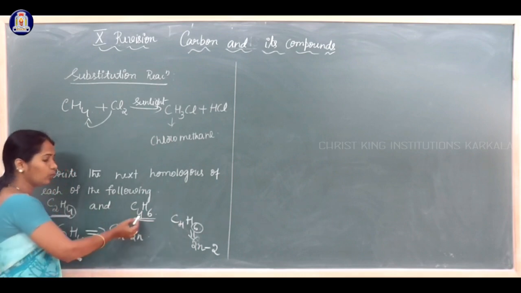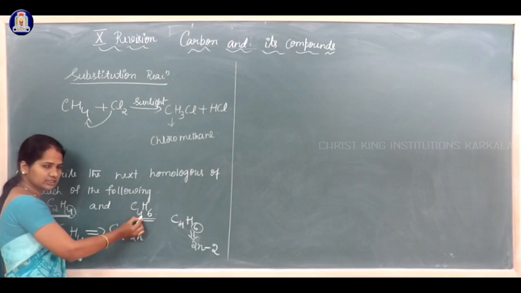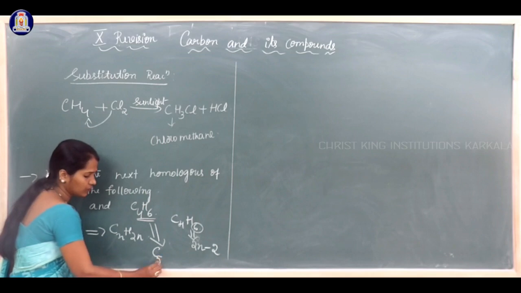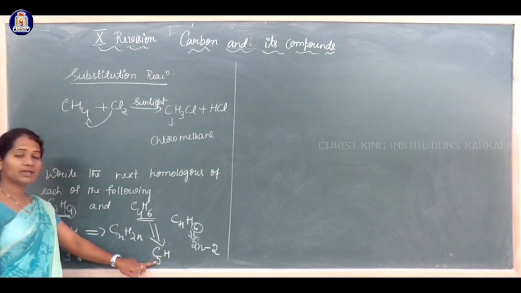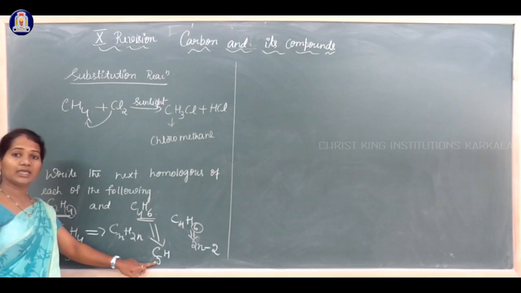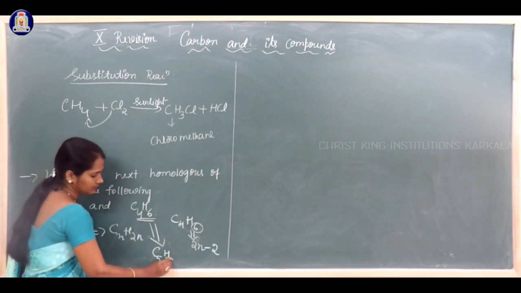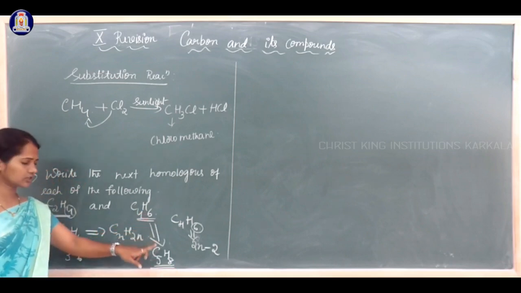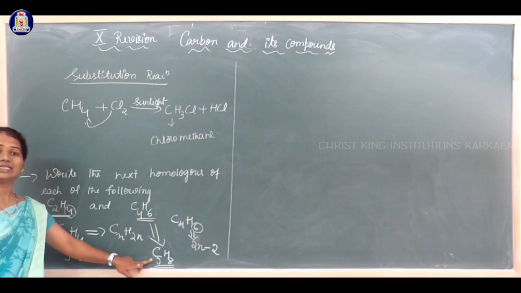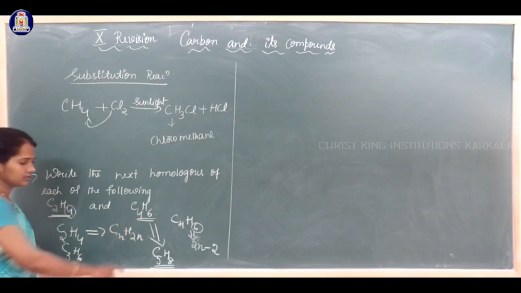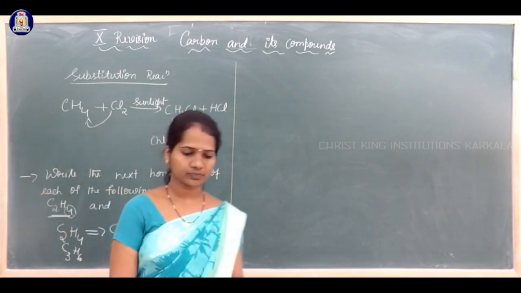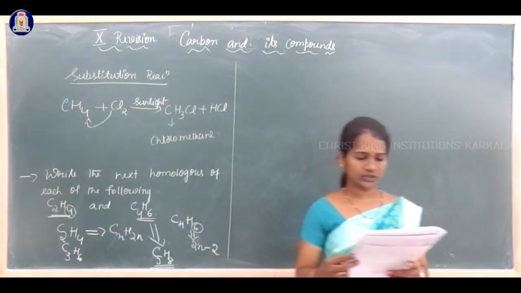So in alkyne, one compound is given, C4H6. What will be the next compound? The next compound will be C5, and for H you have to double this: 5 2s are 10, minus 2, 8. C5H8. After C4H6, you will get C5H8 in alkyne. So this is butyne, this is pentyne. In the first case, the compound given is ethene, so the next compound is propene. We'll move to the next question.